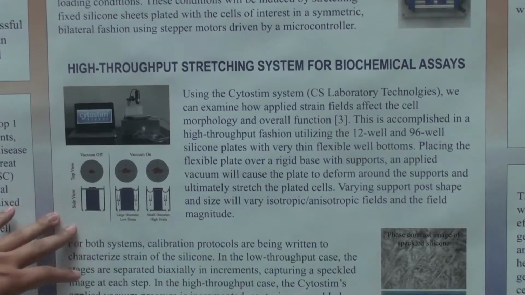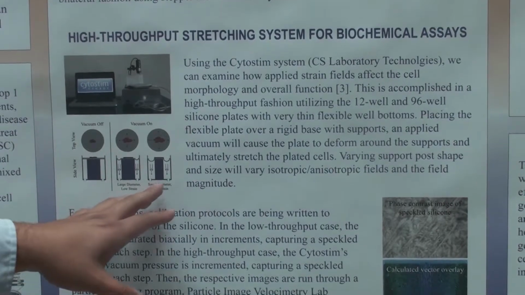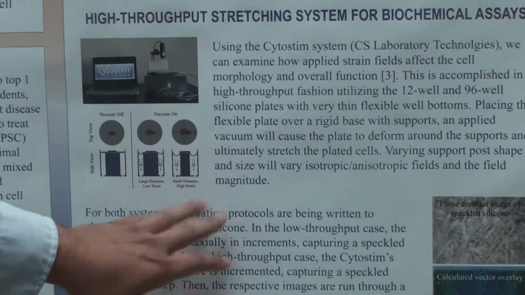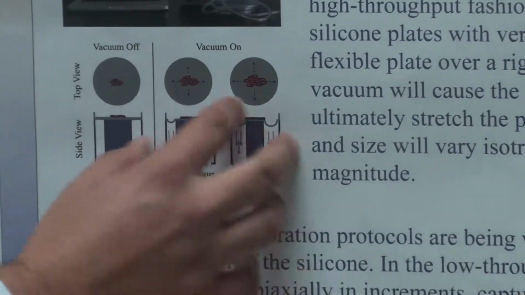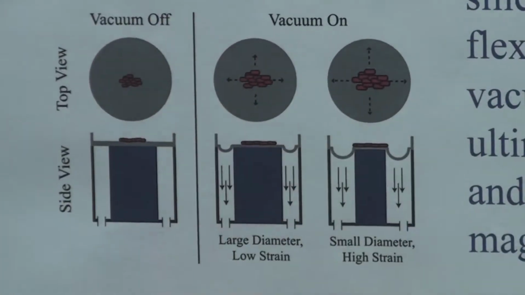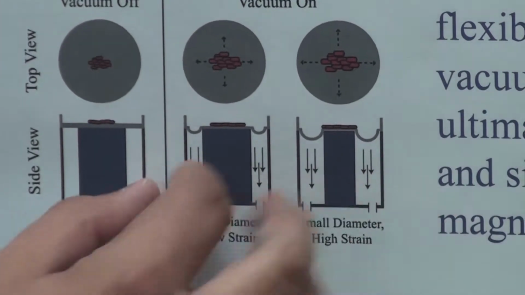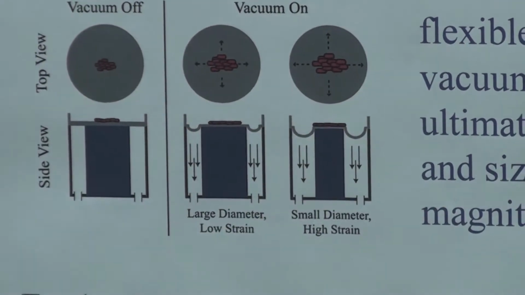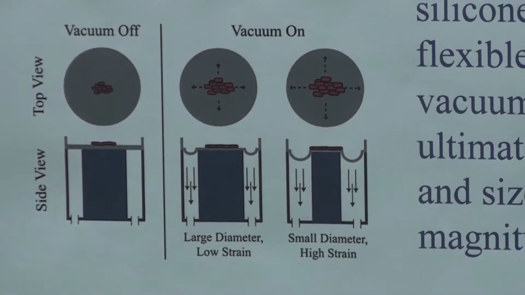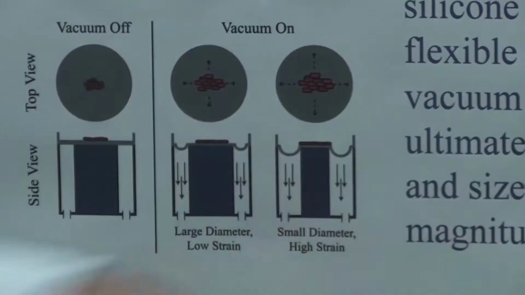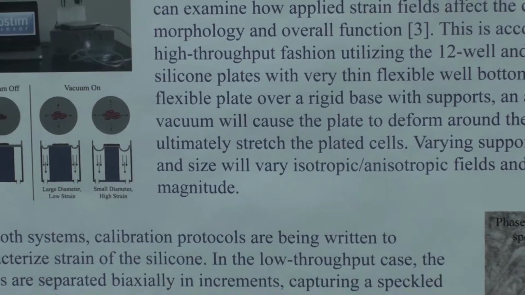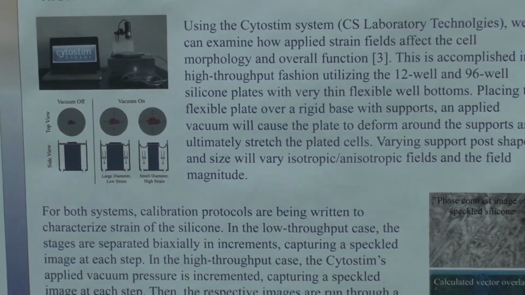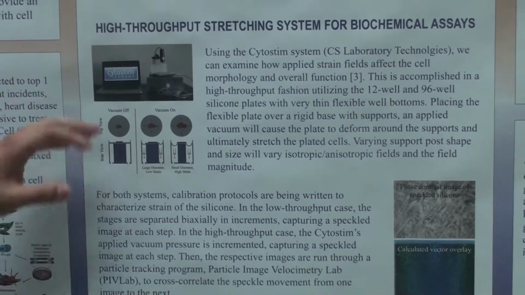These high-throughput stretching systems utilize vacuum to perform their stretching. So you can see here that there's a thin silicone membrane here that your cells are plated on, and when your vacuum's pulled around the posts, you get stretching of the cells biaxially. So using that, they're in a 12 well and 96 well plate fashion, so you can do very high throughput analysis of cells biochemically and functionally using this system here.